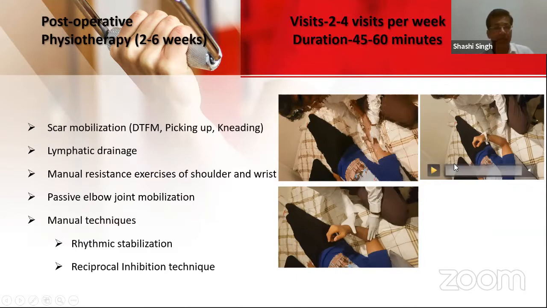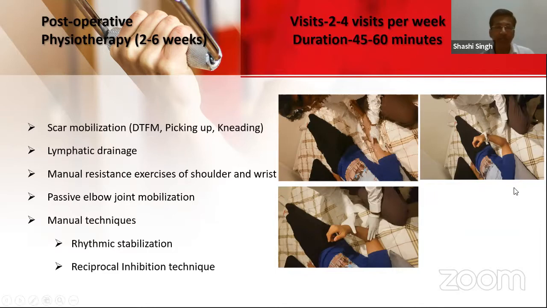The third one is that I continued with manual resistance exercises for the shoulder and wrist joint, since they are totally fine. Next I start doing passive elbow mobilization within the greater range, that is 20 to 100, but it definitely all depends on the level of pain the patient feels.